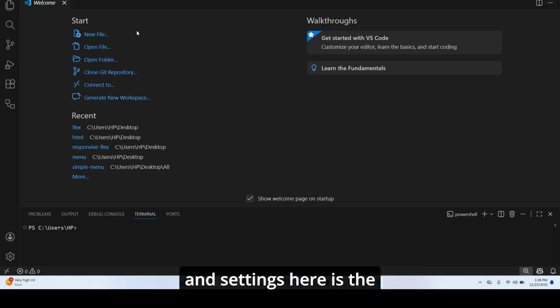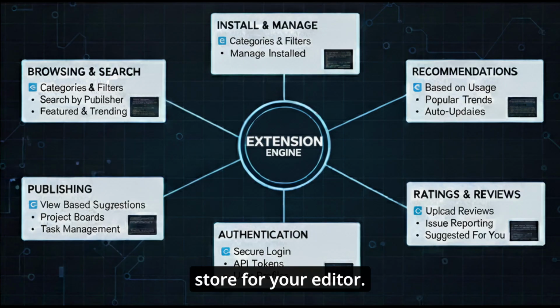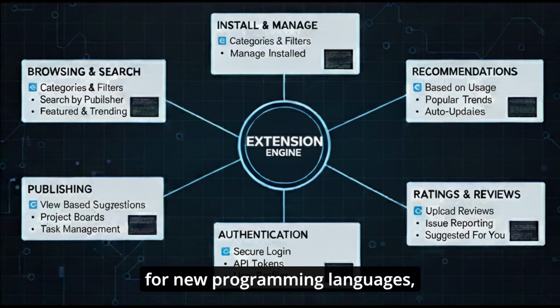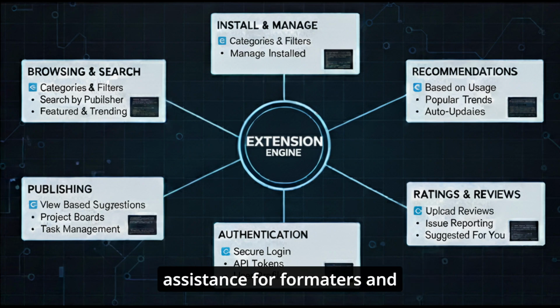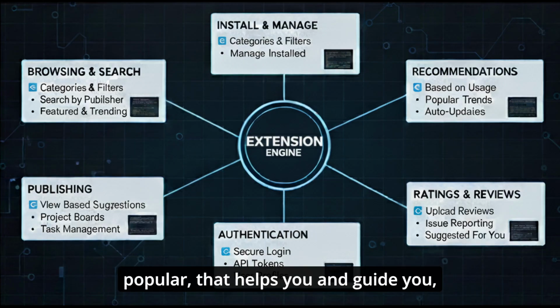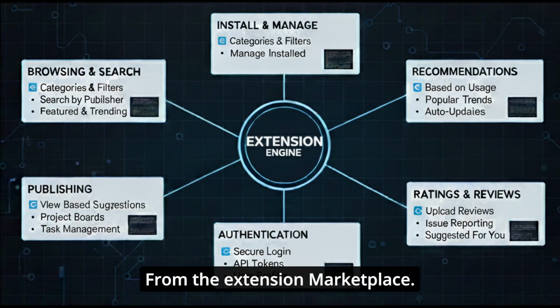The extension marketplace is an app store for your editor. It contains thousands of free extensions that add support for new programming languages like Python, JS, or any framework; themes to change how the editor looks; and extra tools like AI assistants, formatters, linting rules, what have you. There's GitHub Copilot, which is popular, that guides you and keeps things in check while typing. All this you can get from the extension marketplace, all within VS Code.